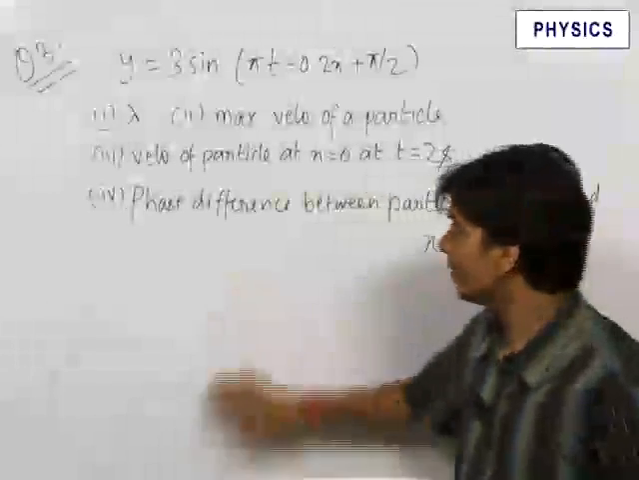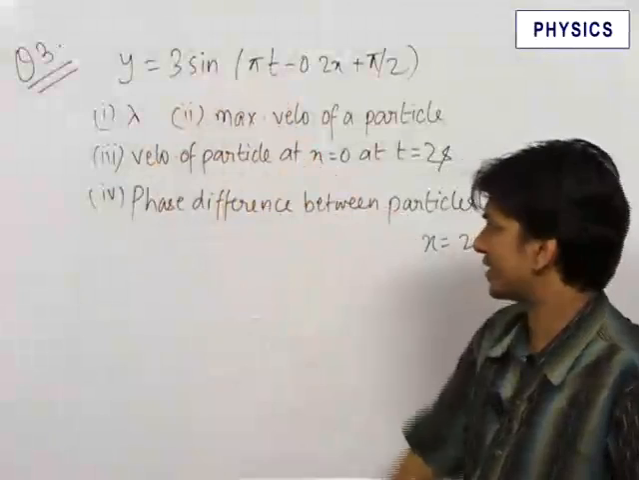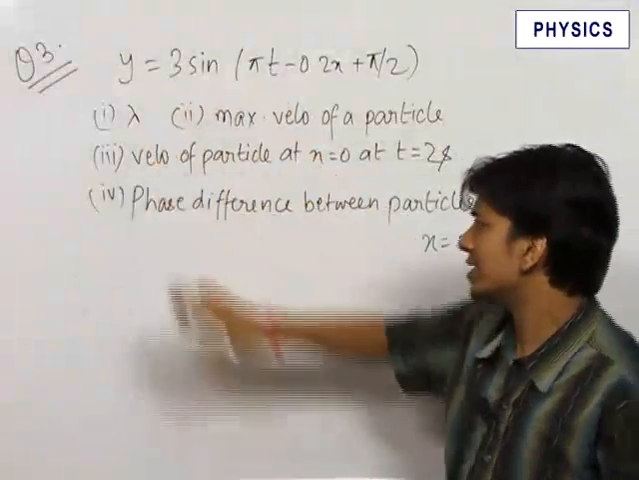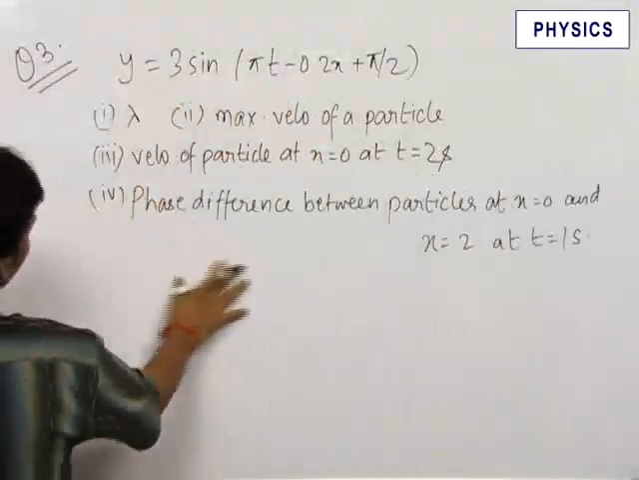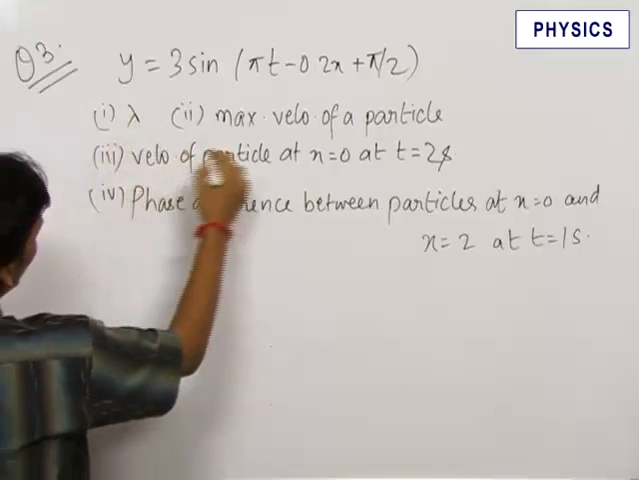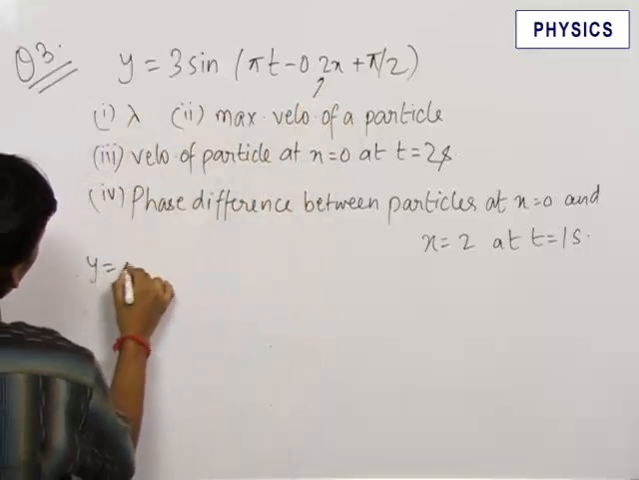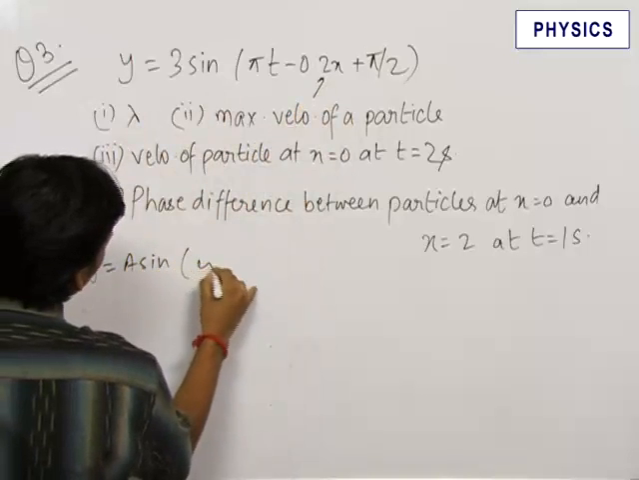Third question that we have, there is another equation of a wave given and we have been asked a different set of questions. The first part is quite simple. We need to find out the wavelength of this wave. Therefore, we directly go to the coefficient of x. We compare it to y is equal to a sine omega t minus kx plus phi.